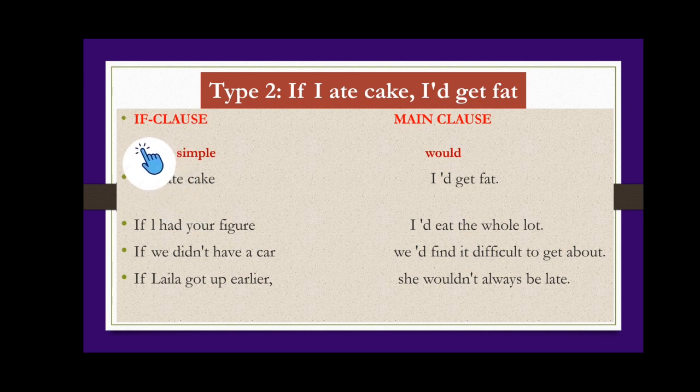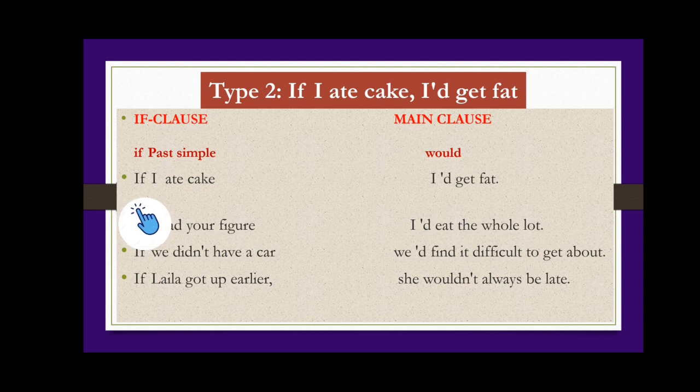So again, here we focus first on the structure and then we'll give some examples. The structure of the type 2 conditional clause: here we have the if clause, and here we have the main clause. In the if clause we use the simple past tense, which gives present meaning, and in the main clause we use would or another modal auxiliary verb. Remember that we are using past tense, but we are not referring to past time. We are referring to present time, where something is unreal, something is not real.